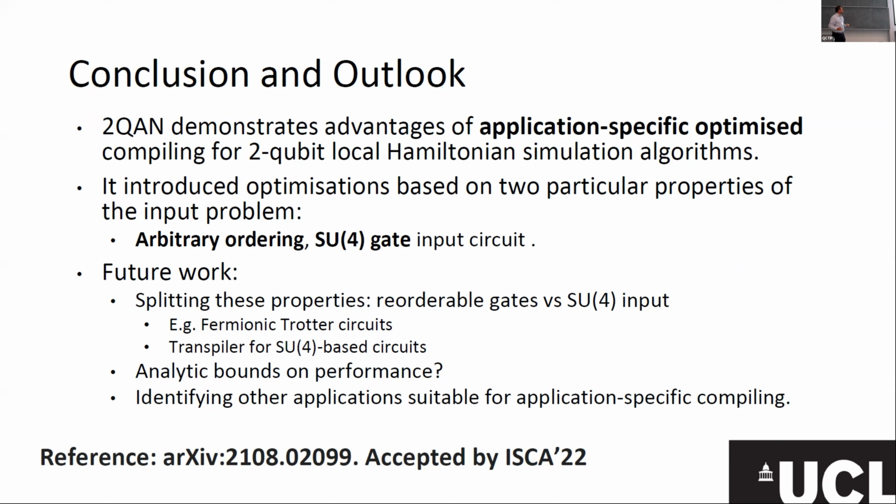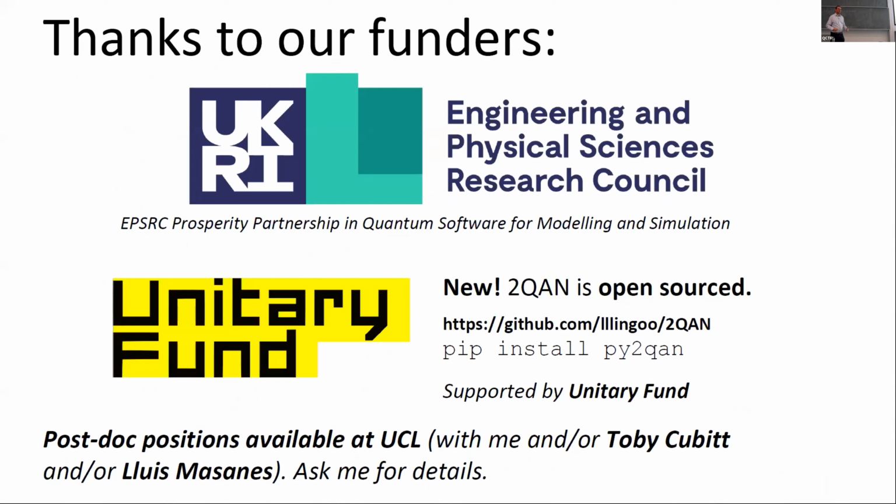And we would also like to look at more general Hamiltonian circuits with higher weight Pauli terms, such as, for example, the fermionic circuits that I illustrated with the Google example at the beginning. So thank you very much for listening.